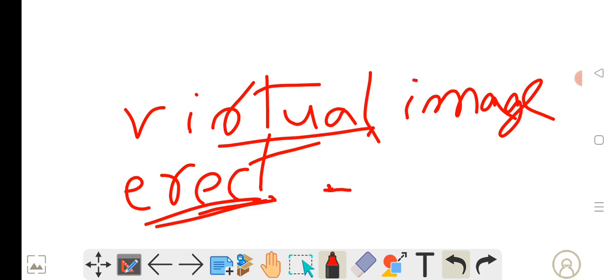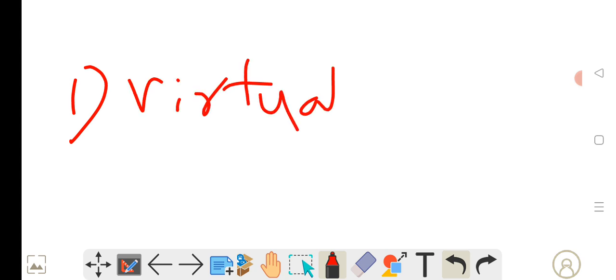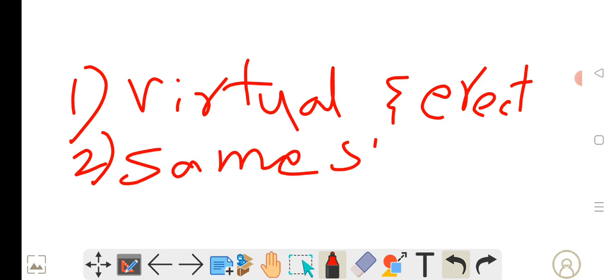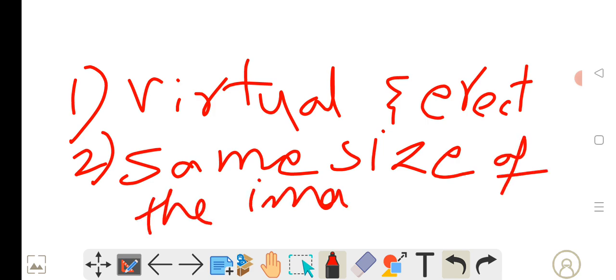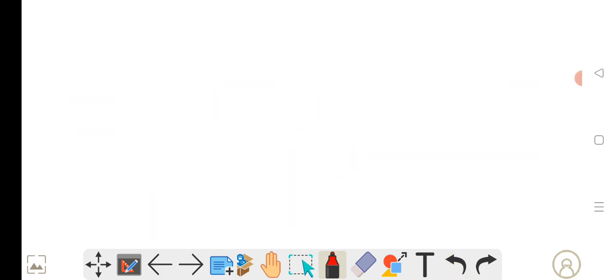We'll just brief it. First one is the image is virtual and erect. Why virtual is discussed, and what is erect is also discussed. And second one is same size of the image as the object. Image size is equal to object size. Next, third one. What is the third one? Size. Sometimes height also you can write, no problem.